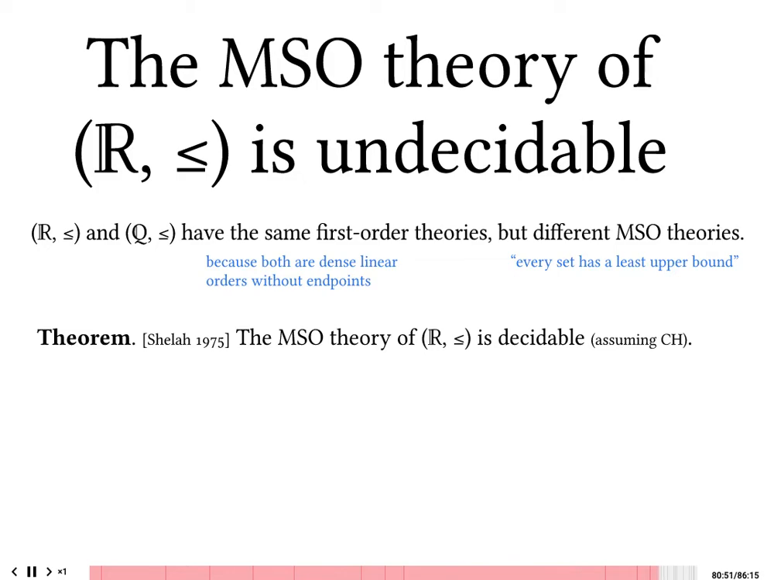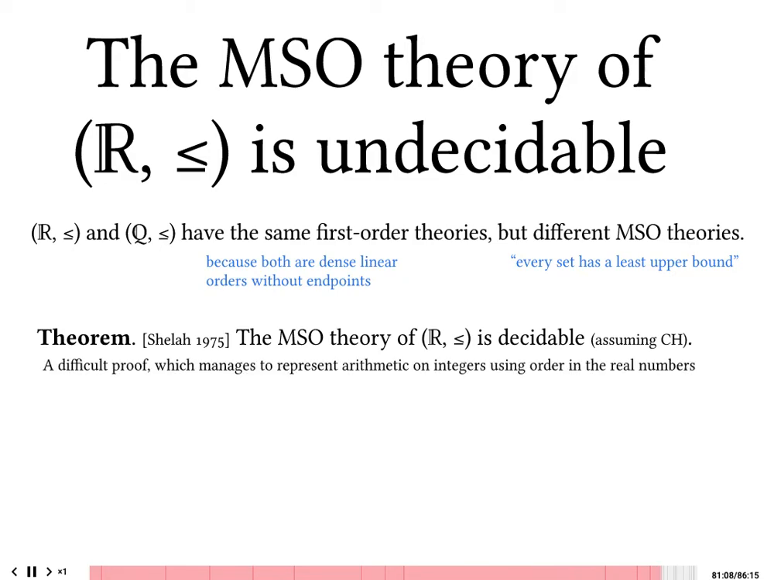His original proof assumed the continuum hypothesis, but later on in the 1980s, in work together with Yuri Gurevich, it was shown that the continuum hypothesis is not necessary to prove this result. And this is a very difficult proof. I will not even present the main ideas in it. What Shelah manages to do is to encode numbers and addition inside real numbers, inside sets of real numbers, and the only available structure is the order.